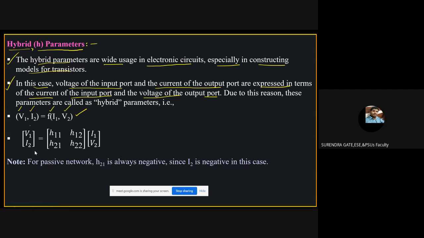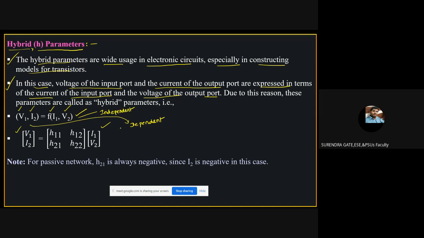Subscript one is the input, and whatever has subscript two is nothing but the output port. One subscript is the input port and two indicates the output port. That means we are representing V1 and I2 in terms of I1 and V2. V1 and I2 are which parameters? Dependent parameters. And I1 and V2 are the independent parameters.